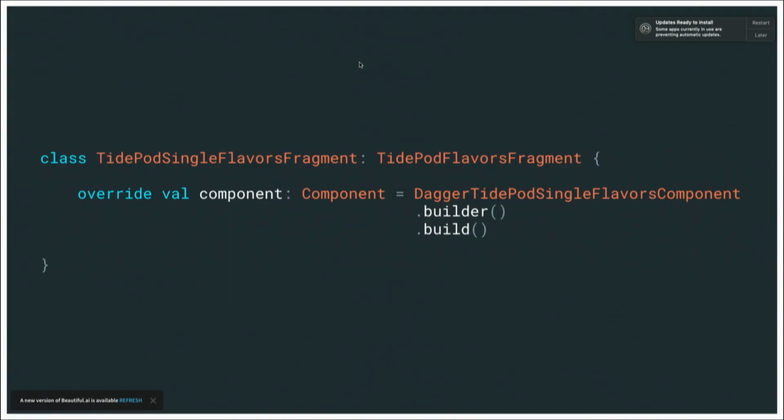And then there's one more step that we have to do, which is telling the architecture which transformer to use by creating a new component. All right, so all we have to do here is subclass TidePod flavors fragment. We'll override the component that was a variable inside of that fragment, and then we'll build this new component which utilizes the single flavors transformer, and then we have our feature. All right, and this is an example of having a modular code base.